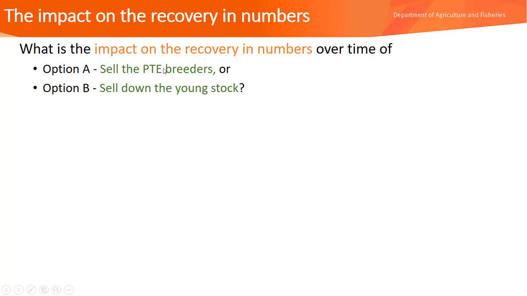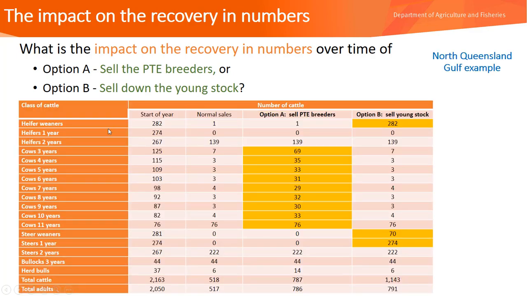So there was option A of selling the PTE breeders, or option B of selling down the young stock. And remember, we constructed a livestock schedule where we showed the typical numbers of cattle that we would have at the start of the drought, our normal sales pattern, our sales pattern if we sold just PTE breeders out of the herd and left everything else the same, or the alternative option of selling the young stock, cleaning out the young weaner heifers because we didn't need them immediately, cleaning out all the next age group of steers and some young steer weaners to get to the same point in terms of reduction in grazing pressure.